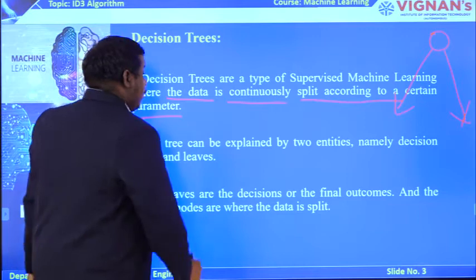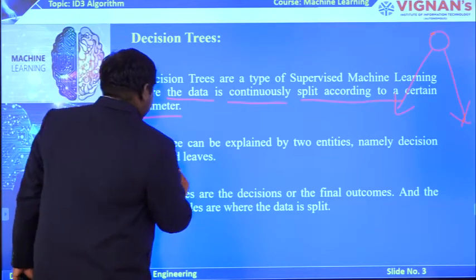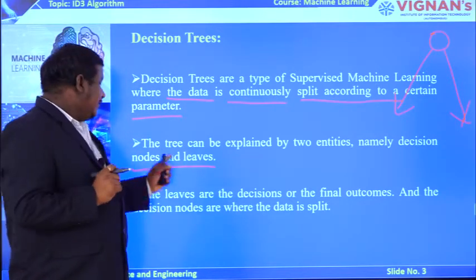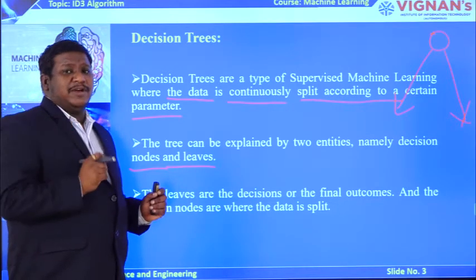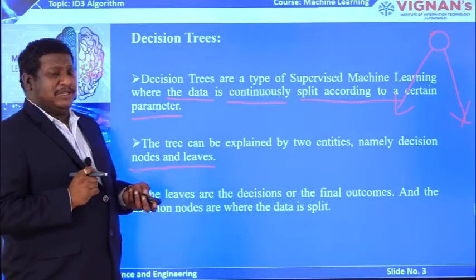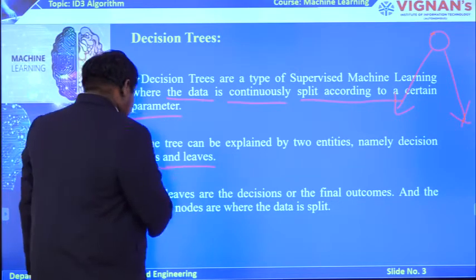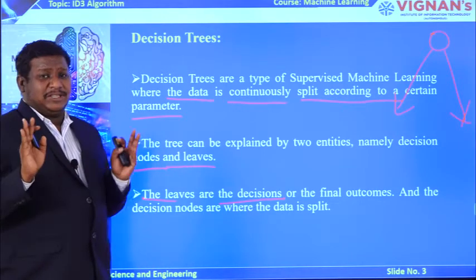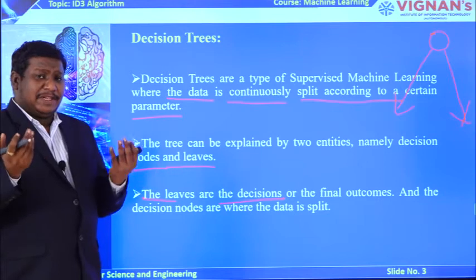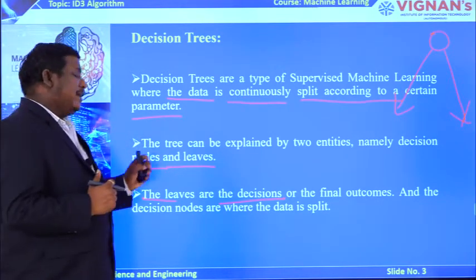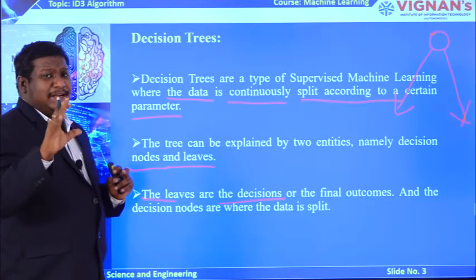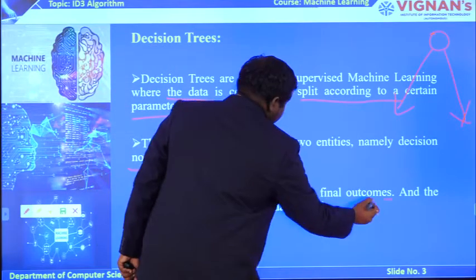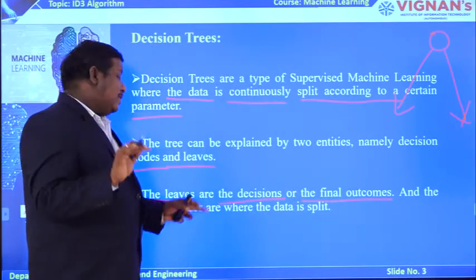The tree can be explained by two entities, namely decision nodes and leaves. These two factors you have to remember whenever we are dealing with decision trees. Let us see the leaves. The leaves are the decisions. Whatever decisions we need to take, or whatever decisions we obtain from the data, are represented as the leaves. They are the final outcomes. Whatever final result we are expecting can be represented with the leaves.